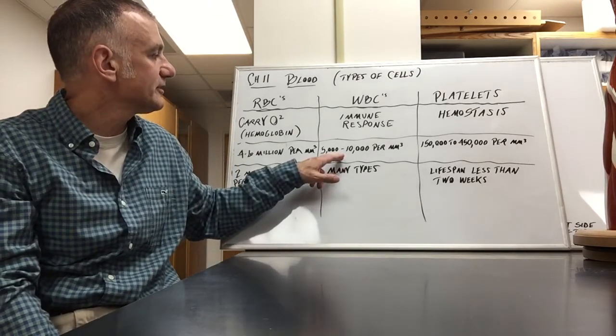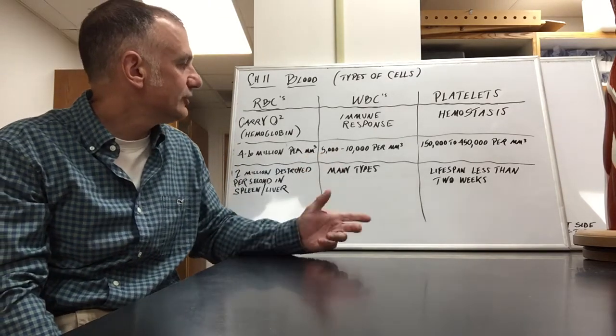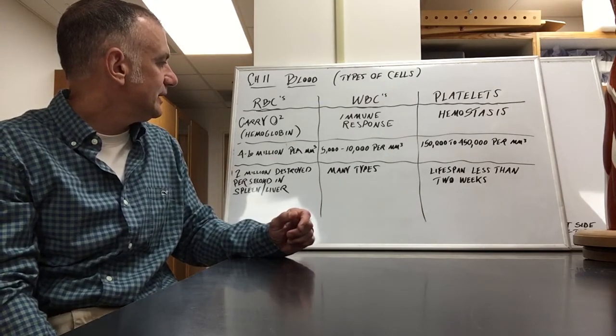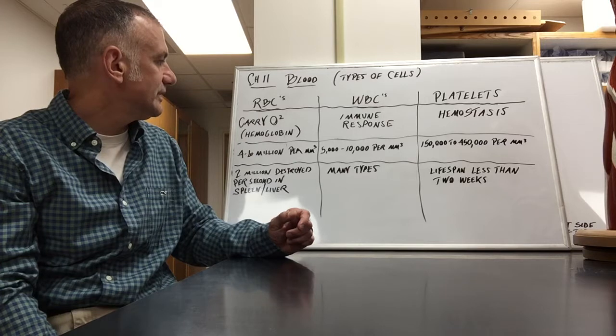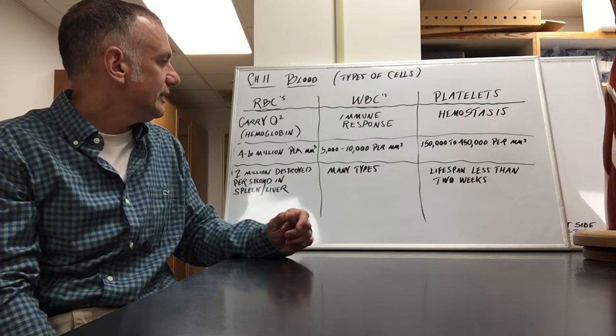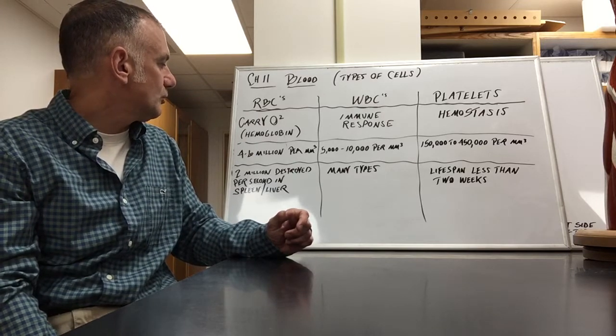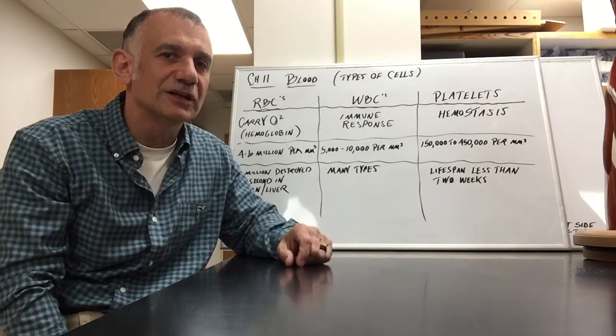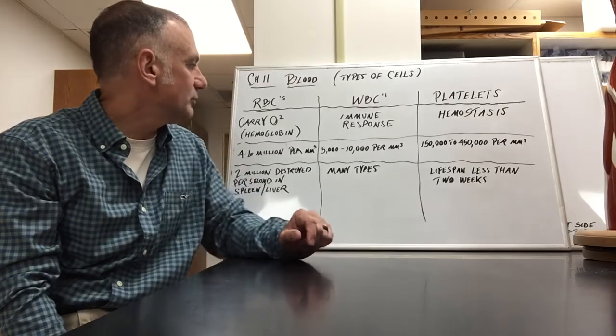All right, and white blood cell count is much lower. So I would say, just doing the math here real quickly in my head, for every 1,000 red blood cells, there's only one white blood cell. So just to understand how common they are related to red blood cells.